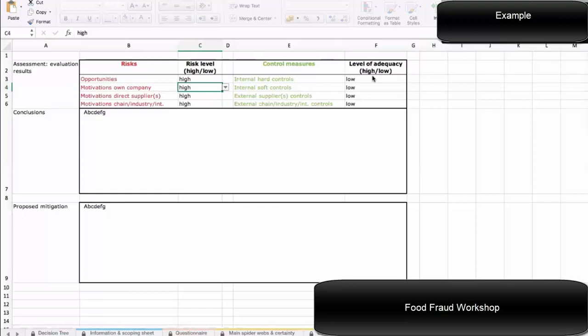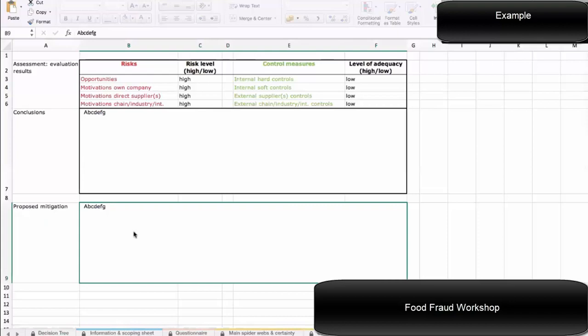And the same goes for your control measures in terms of the adequacy. Is it adequate enough or not? In here, you then manually put in what your conclusions are from your actual assessment. And based on those conclusions, what mitigation techniques you are actually proposing for your business to actually adopt.